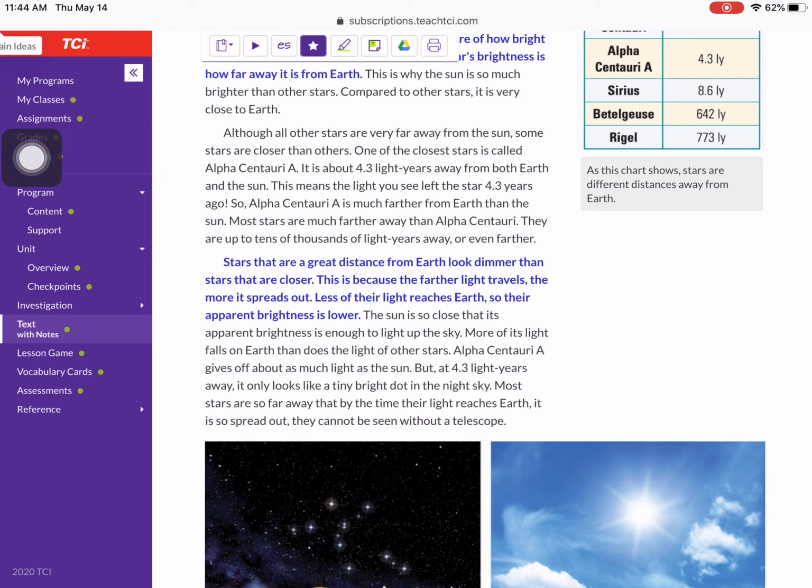Although all other stars are very far away from the sun, some stars are closer than others. One of the closest stars is called Alpha Centauri A. It is about 4.3 light years away from both Earth and the sun. This means the light you see left the star 4.3 years ago. So, Alpha Centauri A is much farther from Earth than the sun. Most stars are much farther away than Alpha Centauri. They are up to tens of thousands of light years away, or even farther.